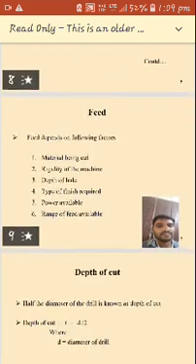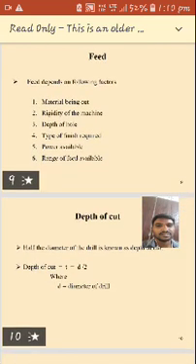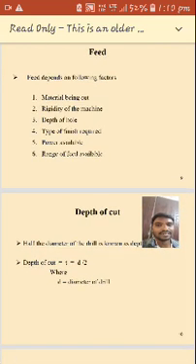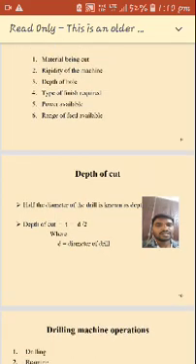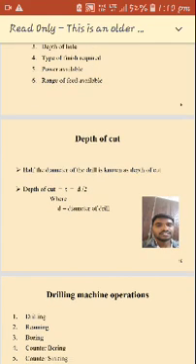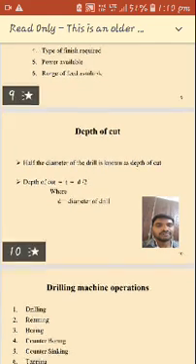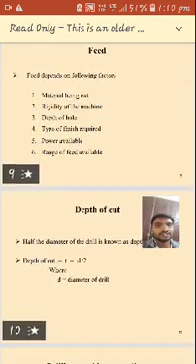The feed depends on the following factors. The first is the material being cut, the second is the rigidity of the machine, the third is the depth of the hole, the fourth is the type of finish required, the fifth is the power available, and the sixth is the range of feed available.